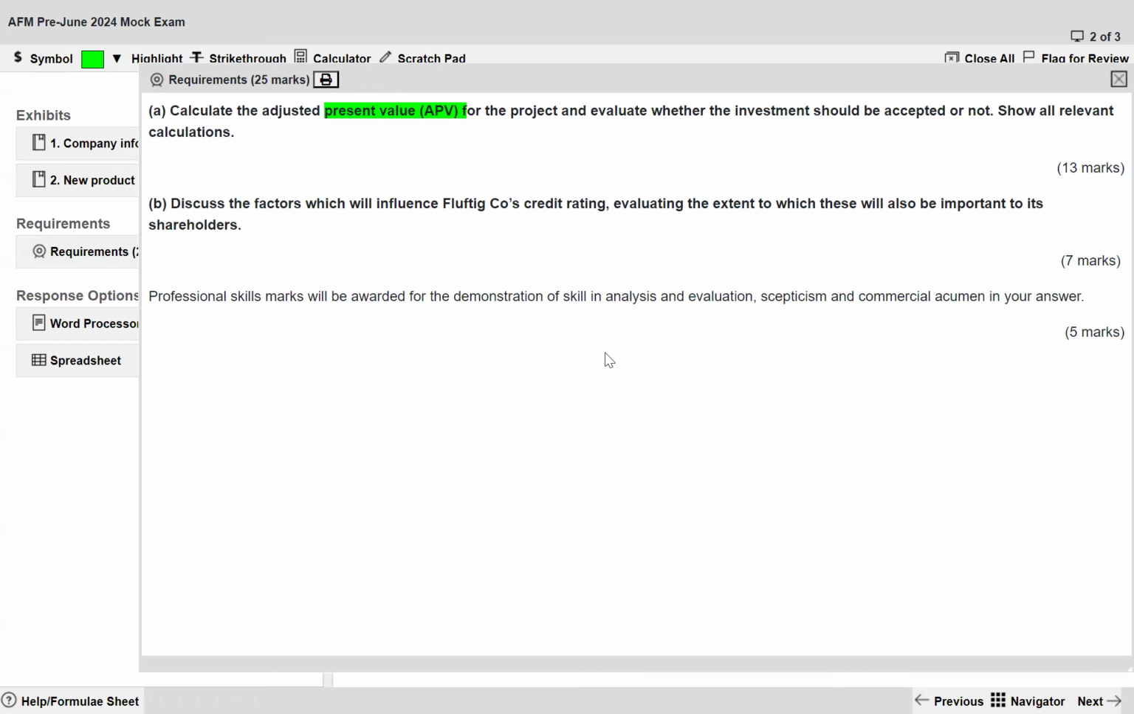Now, I have not discussed the part which asks how those also affect the shareholders.